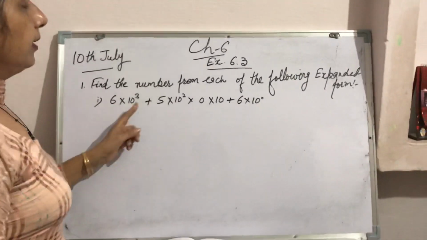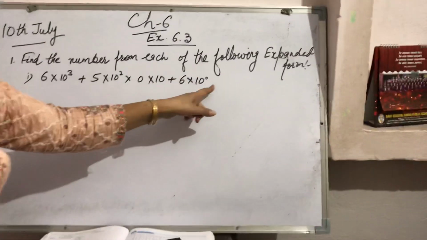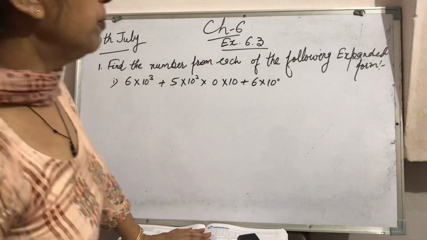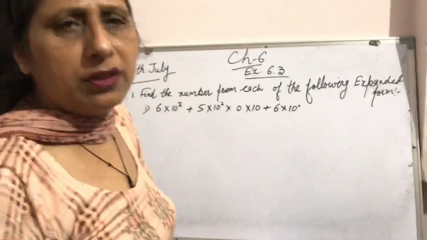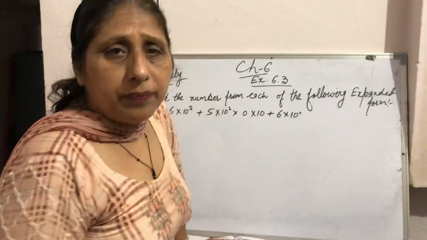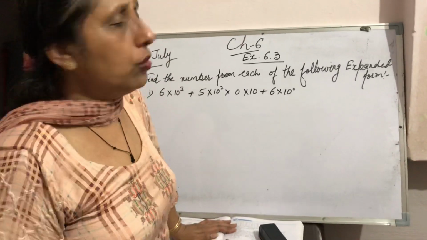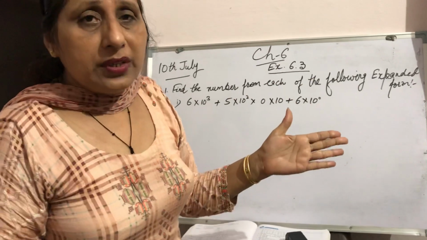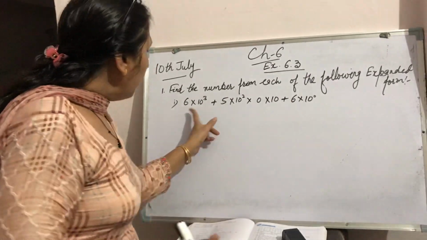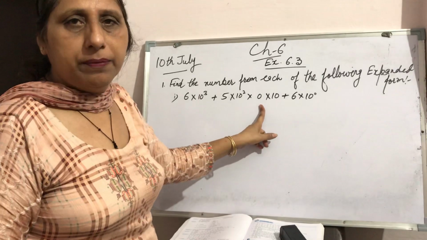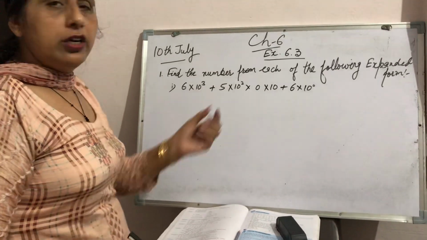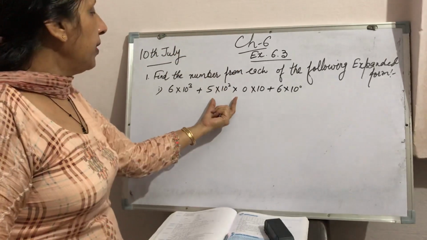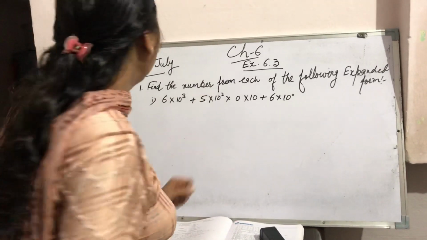First question: find the number from each of the following expanded forms. I think you have already done expanded form in previous classes, in junior classes. You are all familiar with this word, expanded form. Expanded means we have to expand. The expanded form we already have, and we have to convert it into short form. We have to find such a number whose expanded form is the one given.